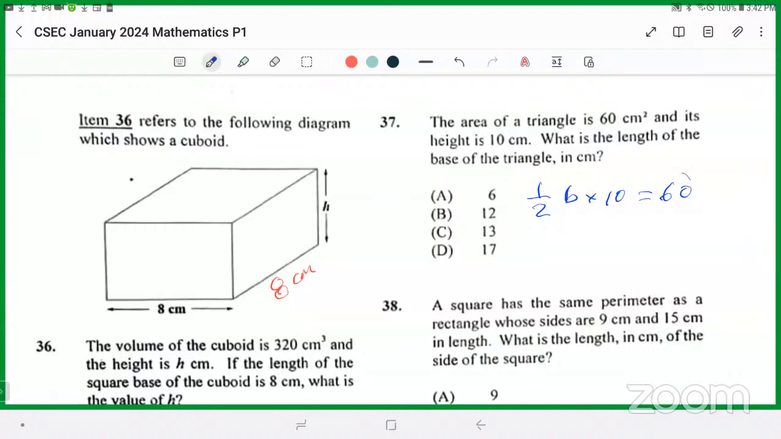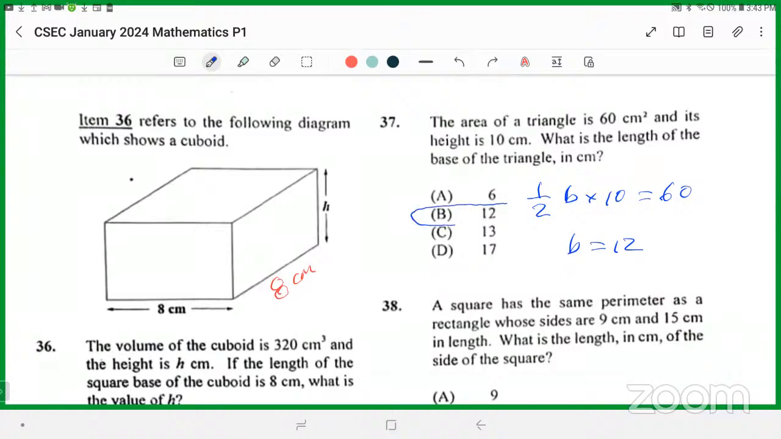Because if this is 60, we need this to become 6. For that to become 6, half of what is 6, half of 12. So the b is 12. Anyway you want to work it out, the b is equal to 12. But what you could do is maybe do half of this 10 is 5, and then divide 60 by 5, which is 12. So many ways to do it. The answer is 12 though.